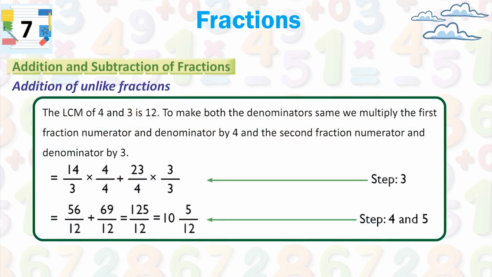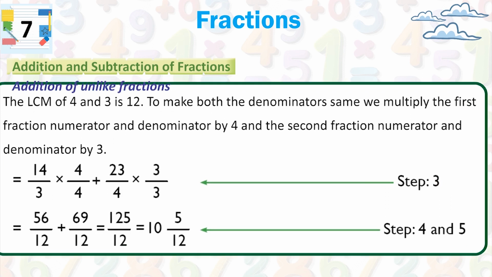Step 2. The LCM of 4 and 3 is 12. To make both the denominators the same, we multiply the first fraction's numerator and denominator by 4 and the second fraction's numerator and denominator by 3. That is 14 upon 3 into 4 upon 4 plus 23 upon 4 into 3 upon 3. Step 3. This is equal to 56 upon 12 plus 69 upon 12, which is equal to 125 upon 12, which is equal to 10 5 upon 12.